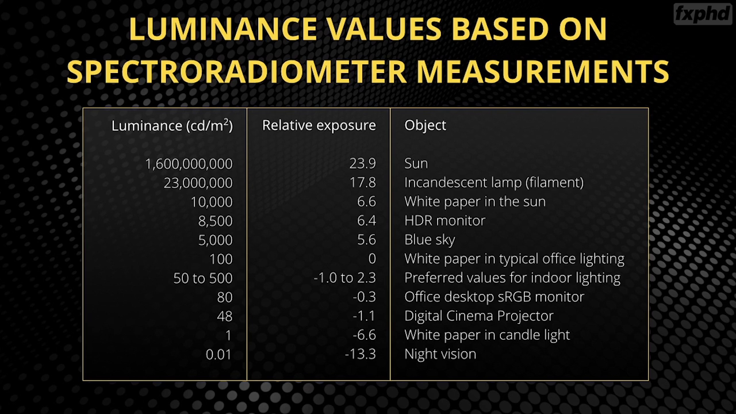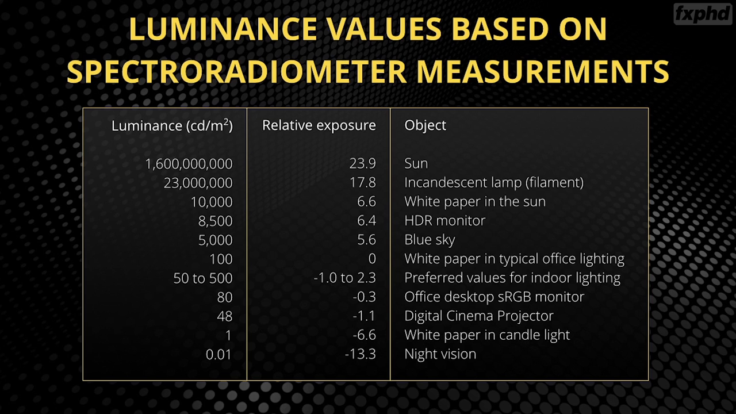Now this next diagram is really interesting because it really helps us to understand the vast difference between what we may think is bright and quite bright and just average. So the first column on the left hand side is luminance, and this is based on candela per meter squared. The middle shows you the relative exposure, obviously in stops, and then on the right is the object itself.